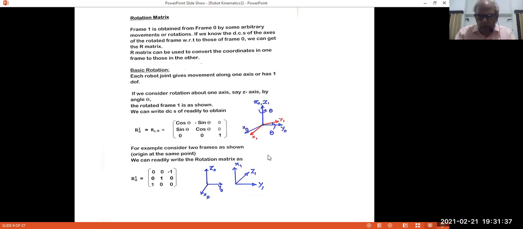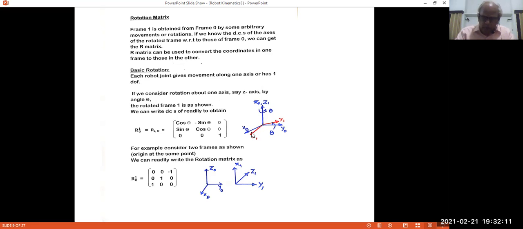If you take two frames like this, we'll talk about basic rotations. Basic rotations are those where you obtain one frame from the other by a rotation about one axis only. Whatever the relation between the two frames is, it is called a basic rotation or a basic rotation matrix. Well, suppose you move about z by an angle theta, then x0 and y0 would have moved to x1 and y1 like this, let us say. Now what is the relation between the two?